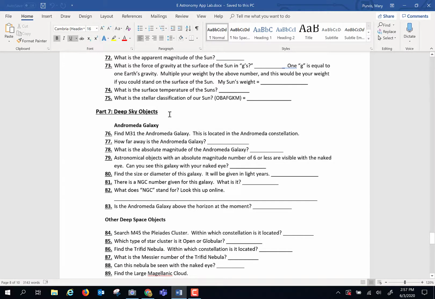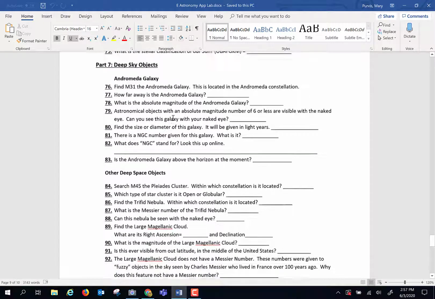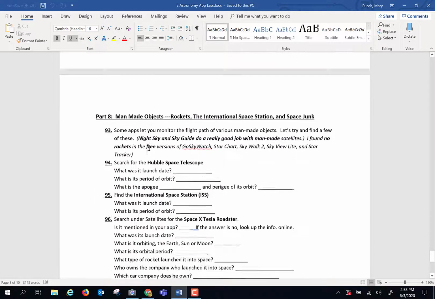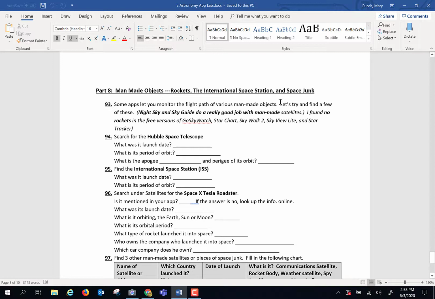I want you to look at some deep sky objects like different galaxies, some clusters. I want you to look at different nebulae, different Messier numbers. I want you to look at man-made objects and space junk. Some apps are better at these than others, so I tried to pick things that were kind of cool and easily found. Hubble, of course, International Space Station.